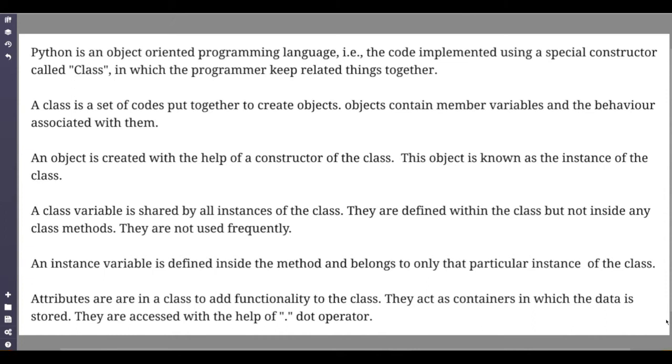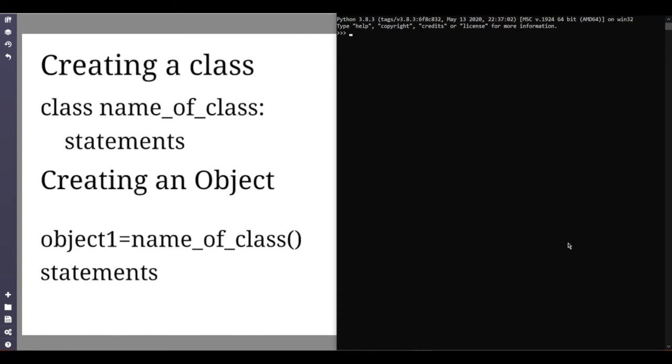in a class to add functionality to that class. They act as containers in which the data is stored. They are accessed with the help of the dot operator. Moving on to creating a class and then creating an object. So in order to create a class, as we discussed earlier, we need to use the keyword class and then give a name to the class, and under that we can use whatever statements we want to.